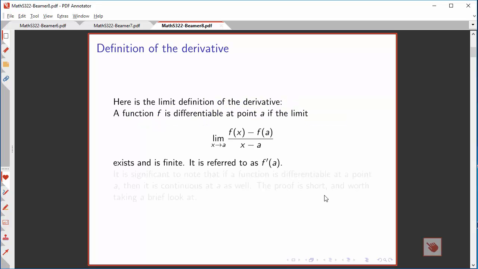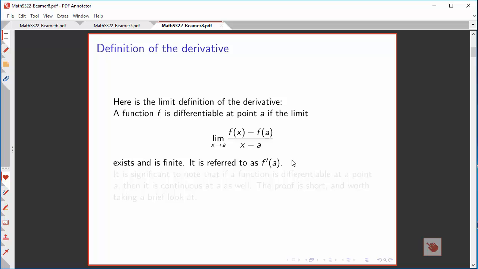Let's start with the definition, which ought to be familiar. We say that a function f is differentiable at a point a if, when we take the difference quotient, f of x minus f of a divided by x minus a, and form its limit as x approaches a, this limit exists and is finite. We call it f prime of a, the derivative.